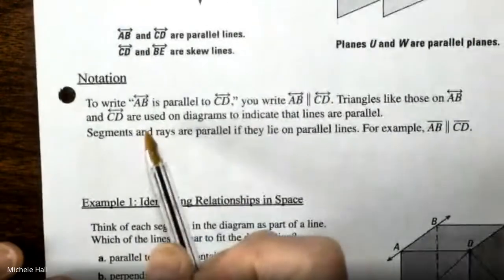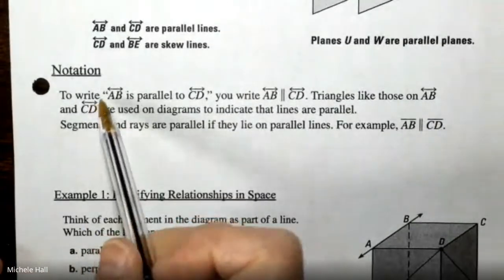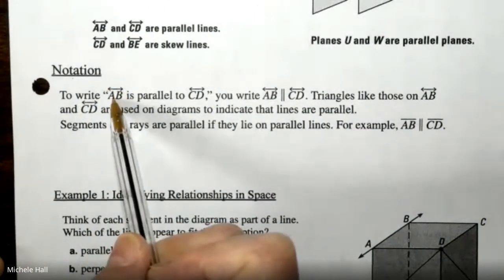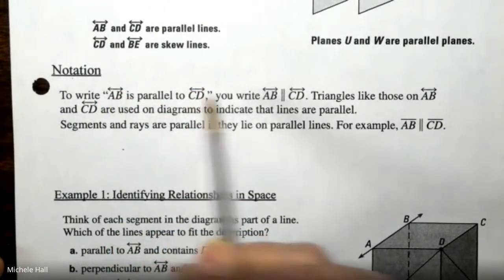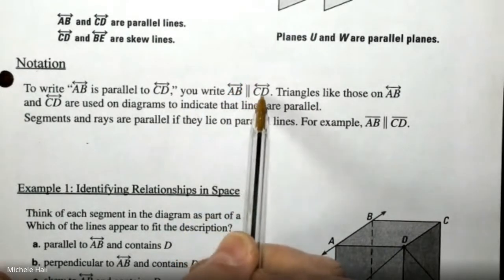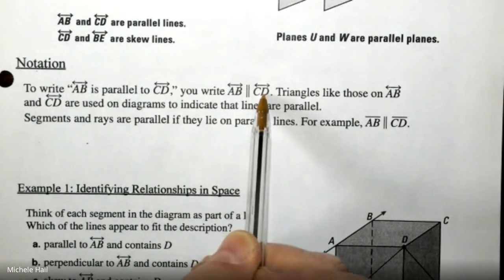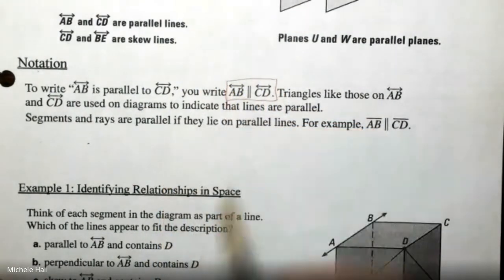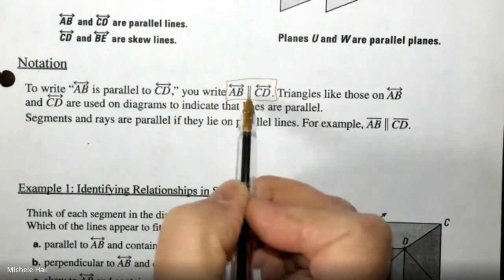So now we have to talk about the notation that we need to use to write that. Line AB, we know how to write that because we were using that: is parallel to line CD. You would write it like this. You would say line AB is parallel to line CD. We did that with slope lines. In algebra, we would write that slopes were parallel to each other by using that parallel symbolism.